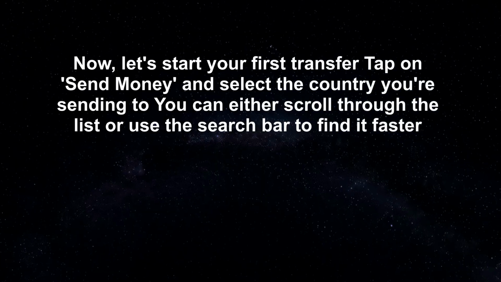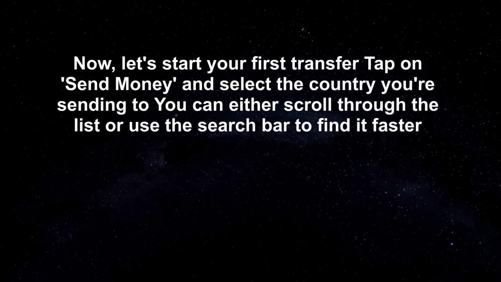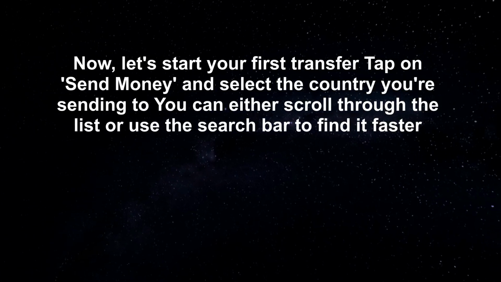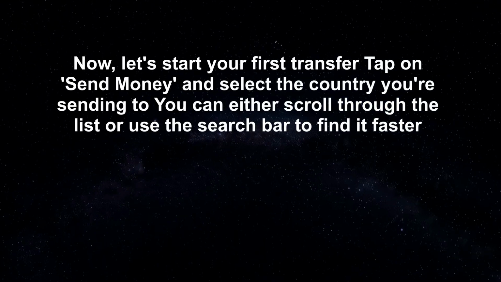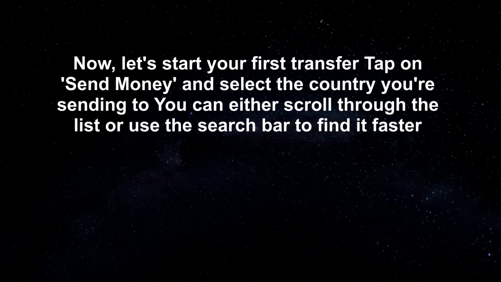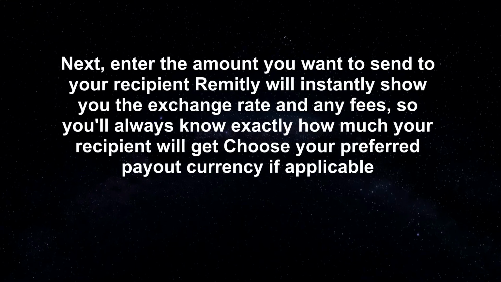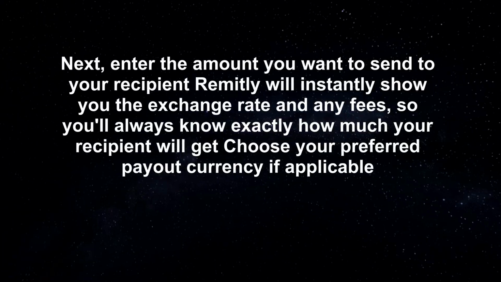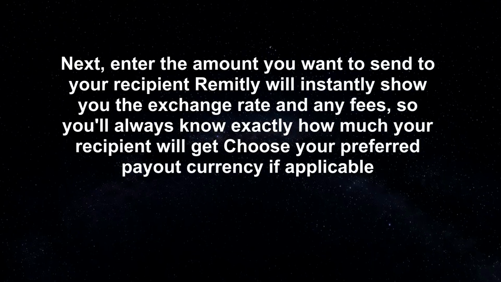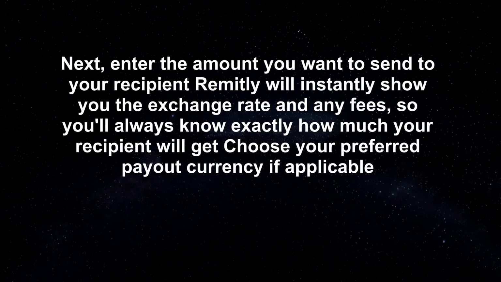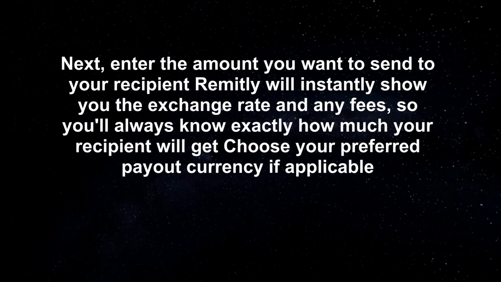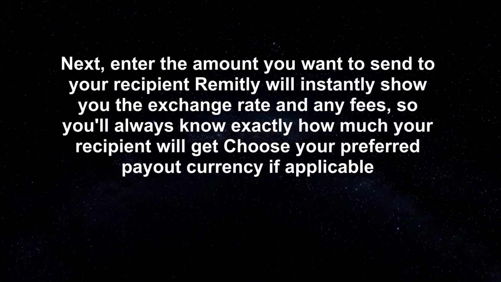Now, let's start your first transfer. Tap on Send Money and select the country you're sending to. You can either scroll through the list or use the search bar to find it faster. Next, enter the amount you want to send to your recipient. Remitly will instantly show you the exchange rate and any fees, so you'll always know exactly how much your recipient will get. Choose your preferred payout currency, if applicable.